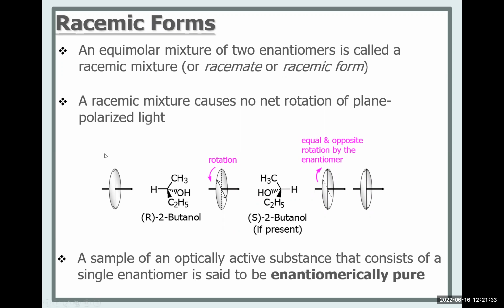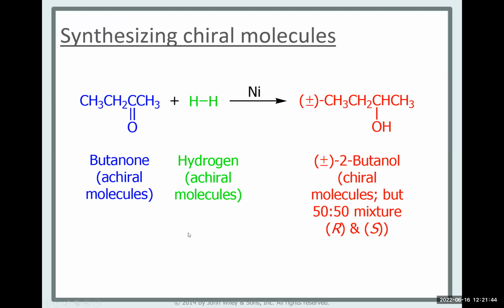If it's 50-50, that's a racemic mixture, you need to know that word. If it's only one or the other, it's called enantiomerically pure. So we can check to see how pure it is.